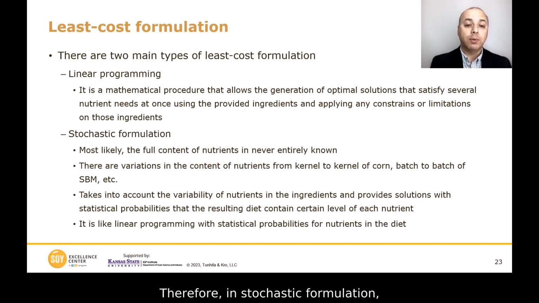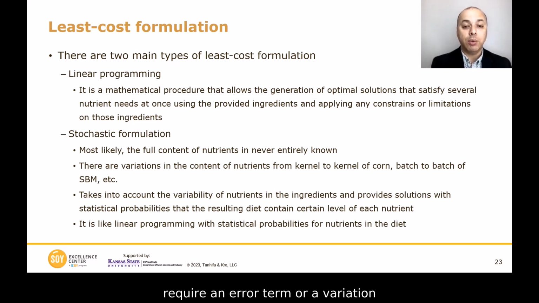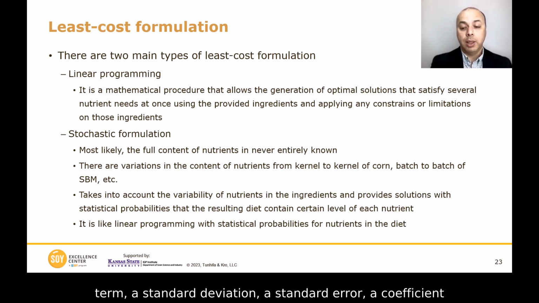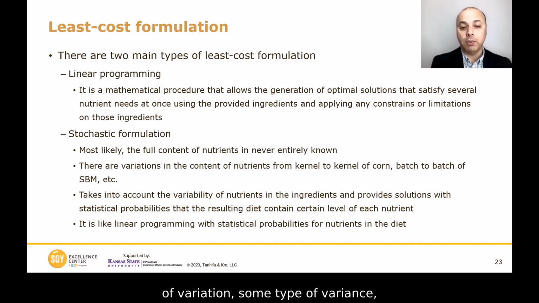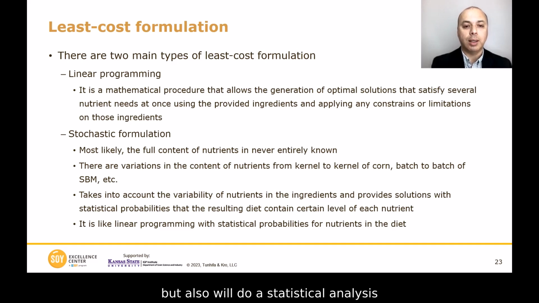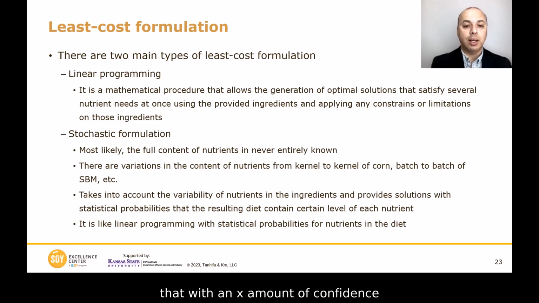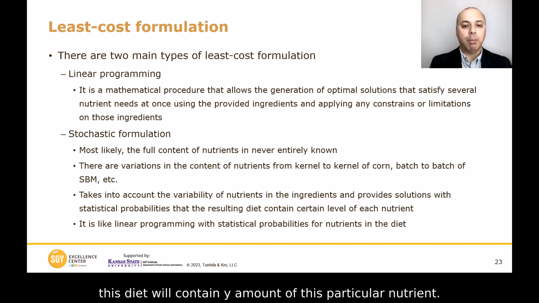Therefore, in stochastic formulation, these programs will take into account not only the nutrient composition, as we normally do, but would also require an error term or a variation term, a standard deviation, a standard error, a coefficient of variation, some type of variance, and then they will perform not only the linear programming, but also a statistical analysis, and it will give you a result that will tell you that with an X amount of confidence, this diet will contain Y amount of this particular nutrient.